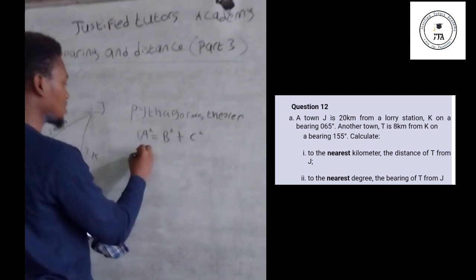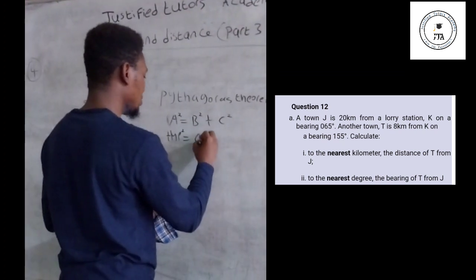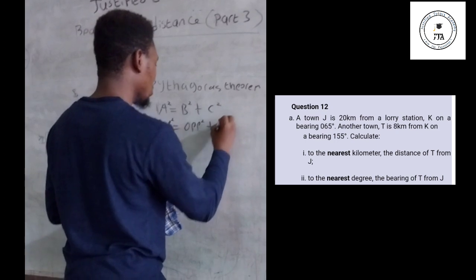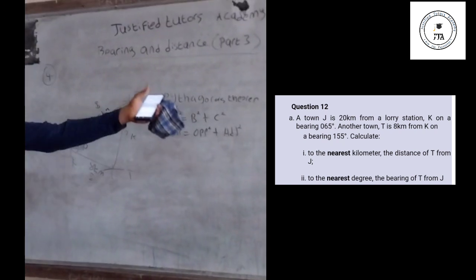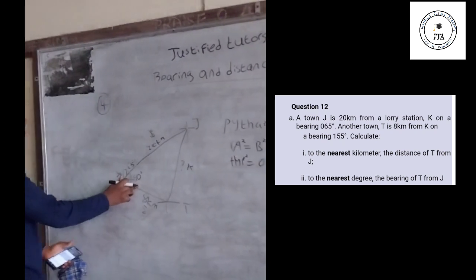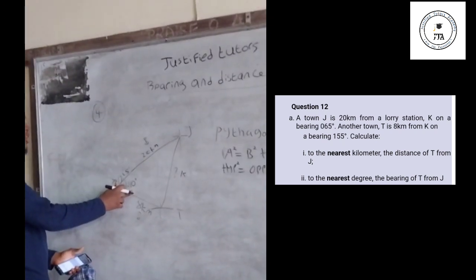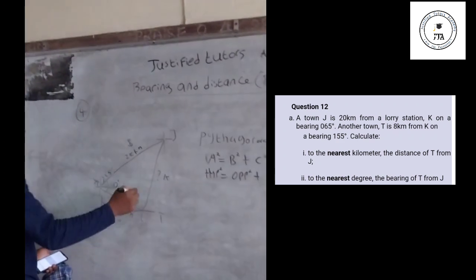It can also be said that hypotenuse square is equal to opposite square plus adjacent square. Now that's it, guys. So now, what is our A, what is our B, what is our C? Wherever the angle 90 degrees is facing, that is what we call our hypotenuse. Now that's what we call our A.